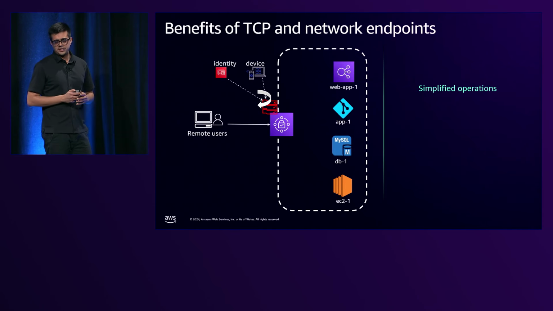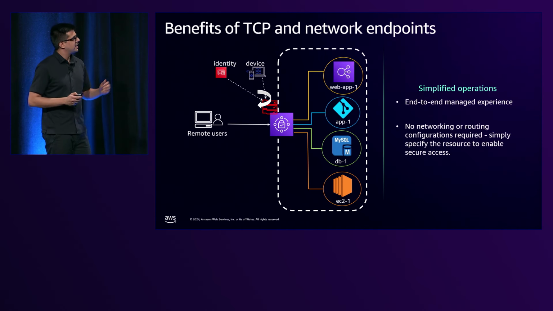So one of the feedbacks that we have received from our customers over the last 2 years is that they have really appreciated ease of onboarding and ease of use. So in Verified Access, you simply have to specify the resources that you want to enable access to for your end users, and it takes care of all the networking and routing from the endpoint to your resources that you specify, providing you an end-to-end managed experience without having to worry about setting up appliances and managing its underlying infrastructure.